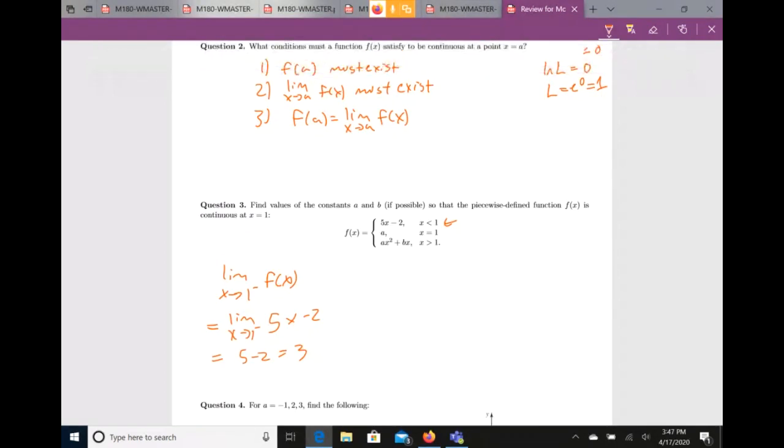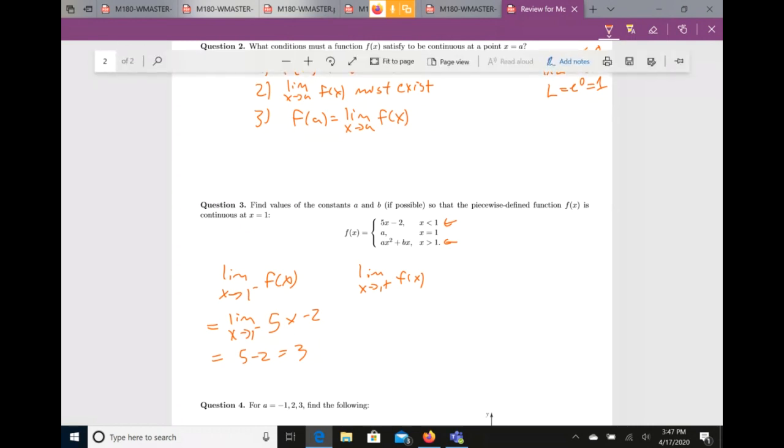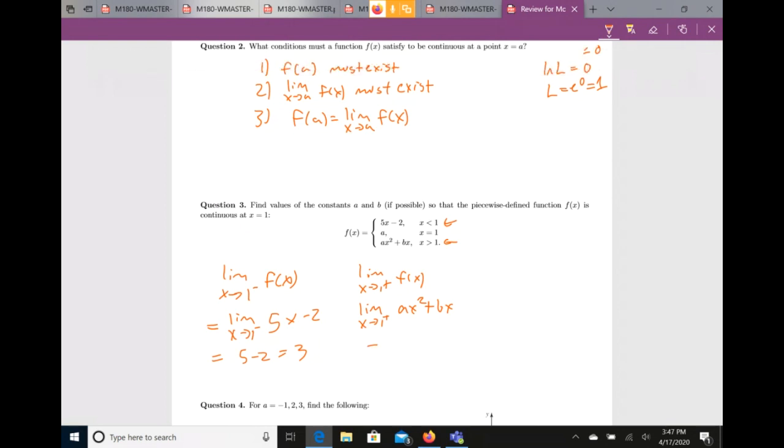All right, the limit from the right. If I'm approaching 1 from the right, then I'm living in this part of the domain, where x is greater than 1. So this is the same thing as the limit as x approaches 1 from the right of ax squared plus bx. a and b are just some numbers, but x is what depends on the limit here. So I can just plug in 1, and I get a plus b.